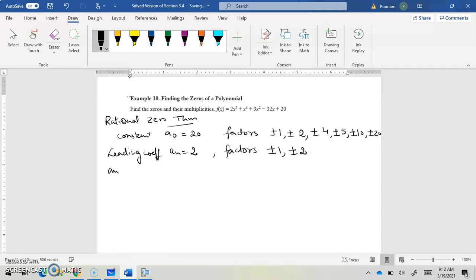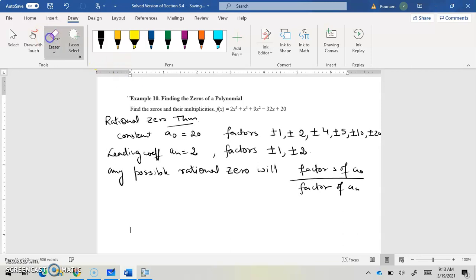So any possible rational zero will be of the form factors of a naught divided by factors of an. Okay, any possible rational zero will have its numerator from the factors of a naught and its denominator from the factors of an. So what are the possibilities?